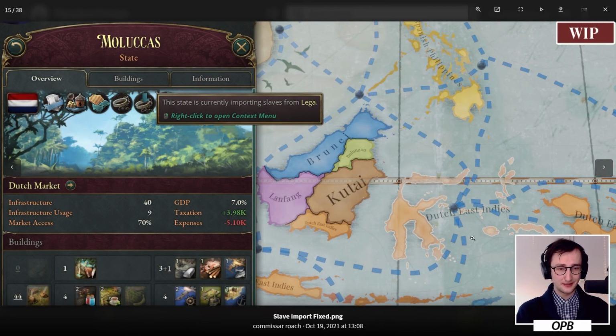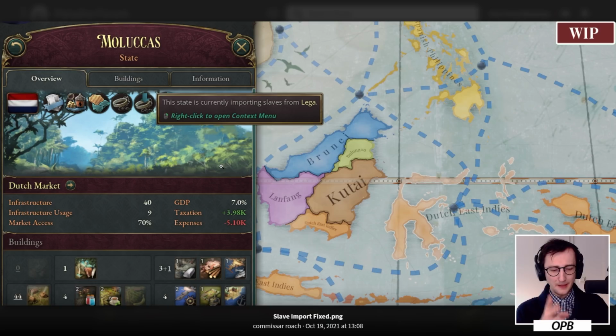First of all, this is an interesting map. Honestly, I don't see anything that really throws me off. This state is currently importing slaves from Lega, so this is a slave trade state. They are able to actually trade slaves in, basically. Or is this just a legacy state? It could be a legacy state. I'm honestly not certain. I don't want to bet on this, but they are importing from Lega anyway. No, this is definitely slave trade. People that are going into debt slavery are then popping up here as new slaves in the Moluccas.